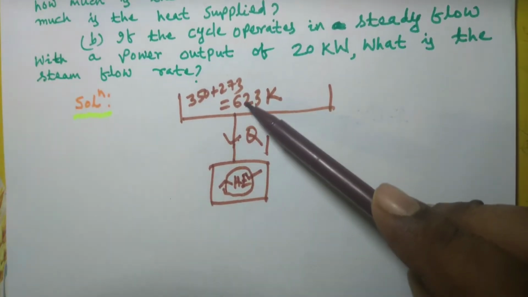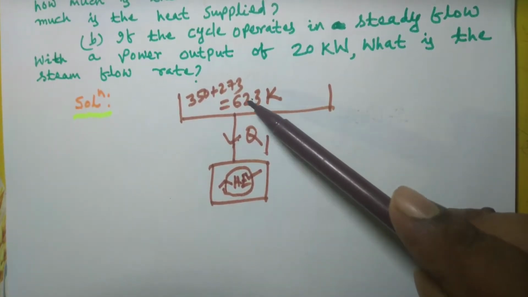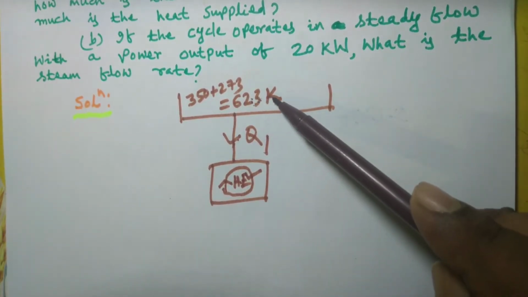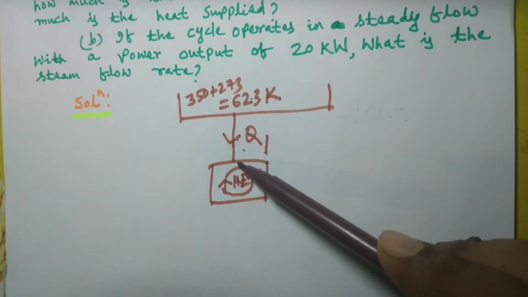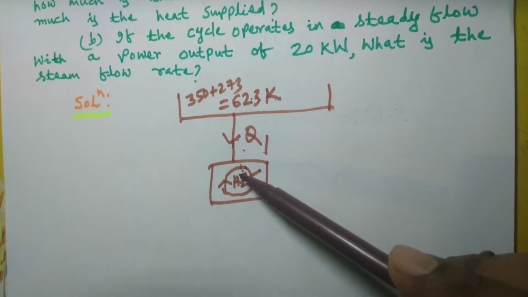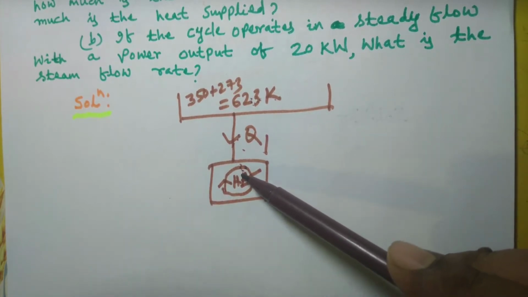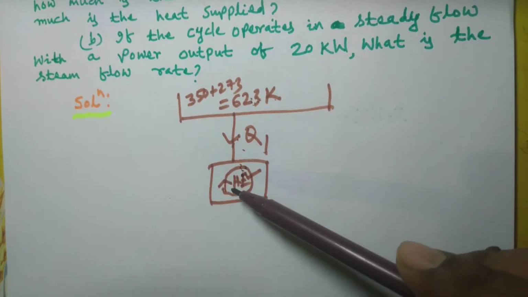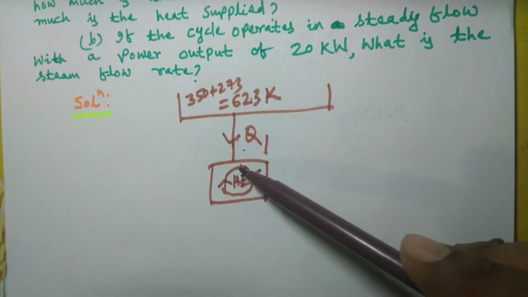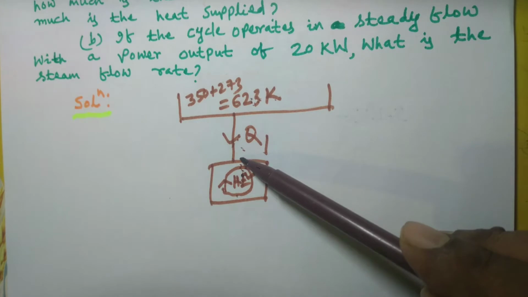So in this case, heat is transferred from this reservoir, which is at a temperature of 623 Kelvin, and here at the receiving end, heat is received by water, which is also at 350 degrees Celsius or 623 Kelvin. So the temperature difference is not there. So it is a reversible heat transfer process.